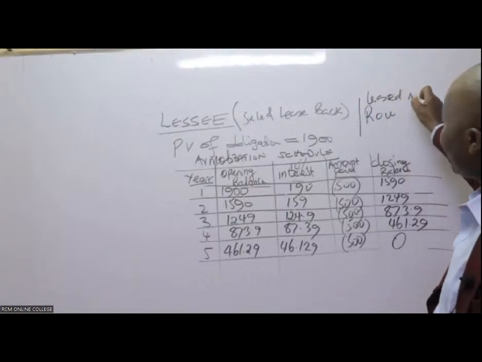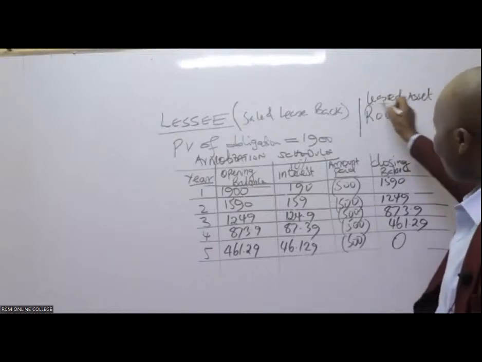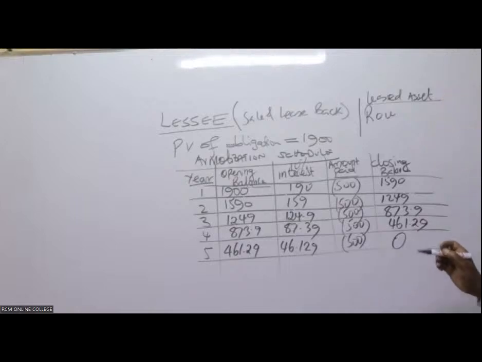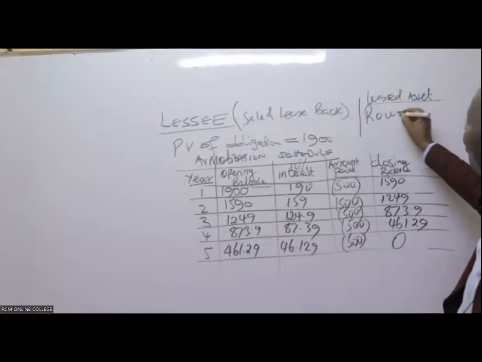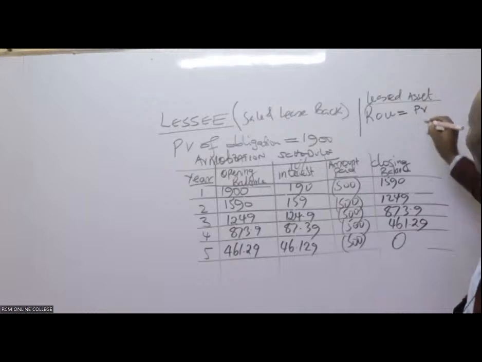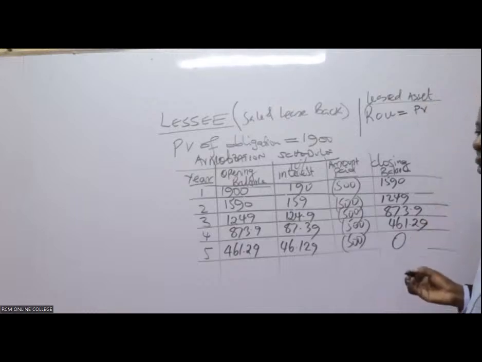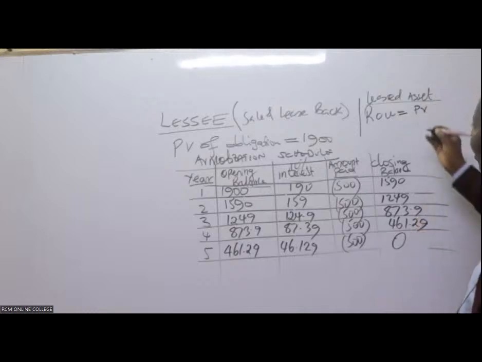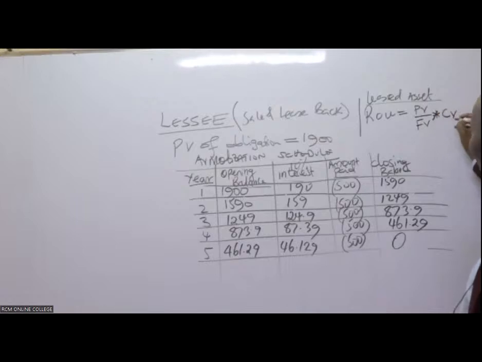The leased asset we shall recognize is called right of use. To get this right of use, we take the present value of this obligation, divide it by the fair value, which gives the proportion, and then multiply this by the carrying value of the asset.